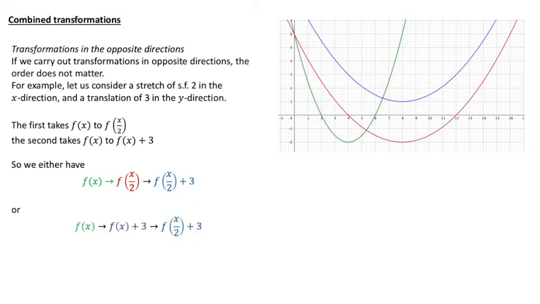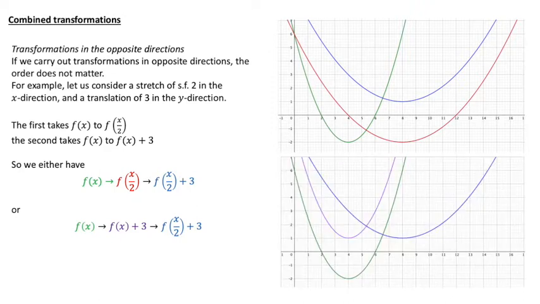Now, if we do it the other way round, then f of x goes to f of x plus 3, and then it goes to f of x over 2 plus 3. So, if we look at it graphically, what's happened is the green original curve is moved up by 3 by the first transformation, and then is stretched out by a scale factor 2 away from the x equals 0 line. And so the end result is exactly the same.